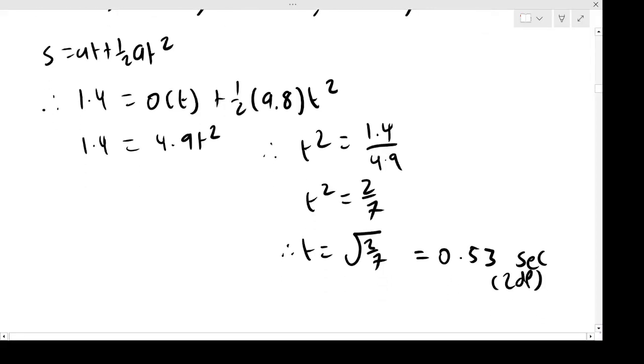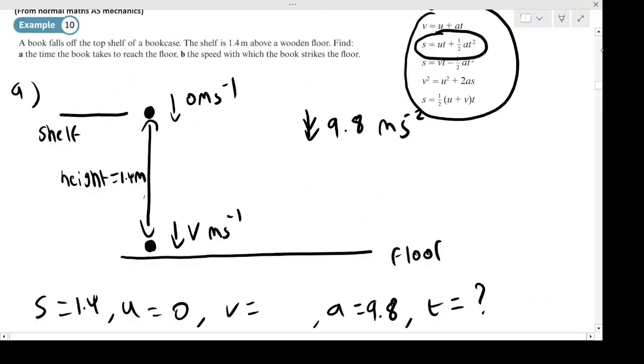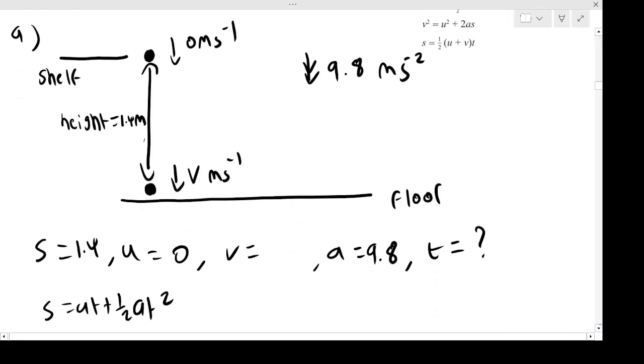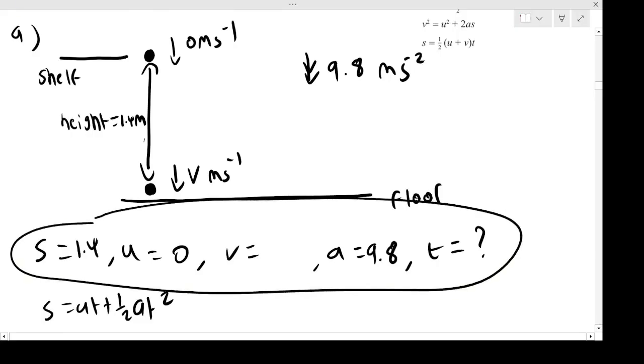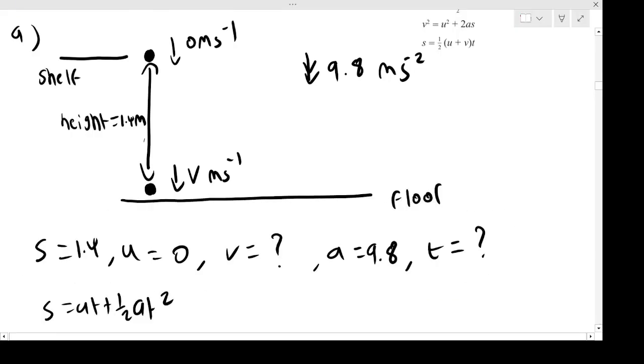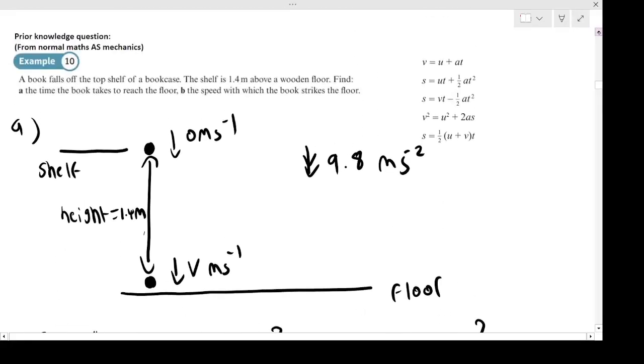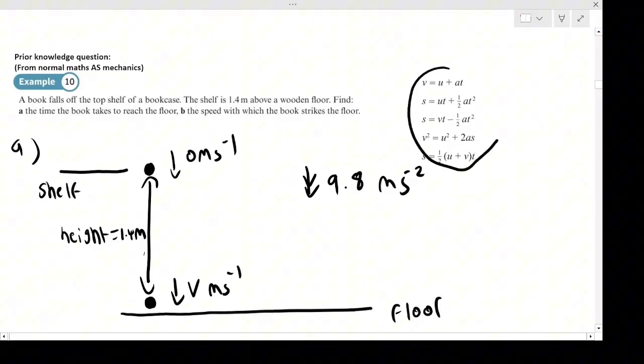Okay, then in part B, it wants the speed when it strikes the floor, so it wants the final speed here, right? So now we need to look back at our results, and actually now I want to work out V. So I know S, U and A. I also know T now as well, but I'm going to deal with S, U, V and A now. Okay, so what equation does not include T here? It's going to be this one, isn't it?